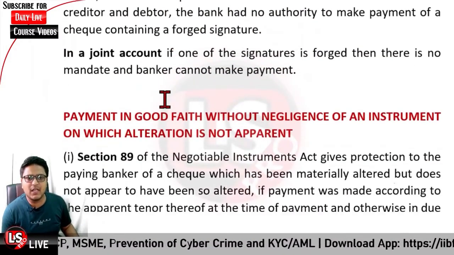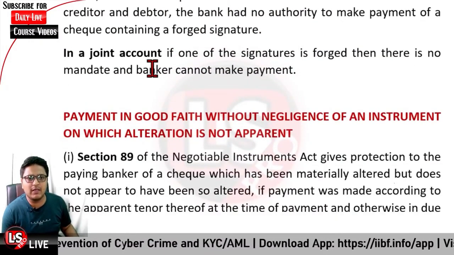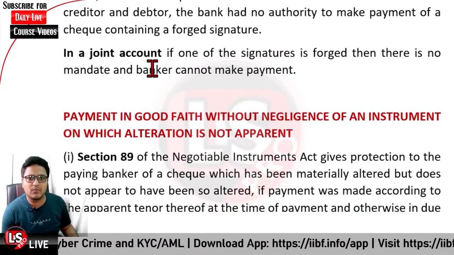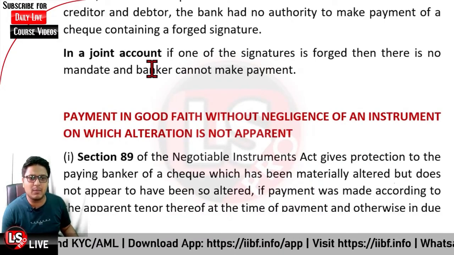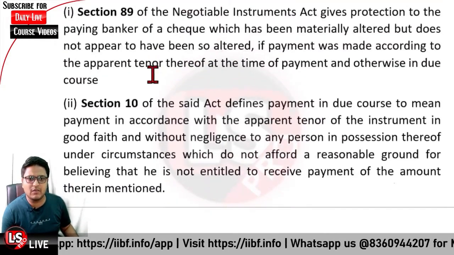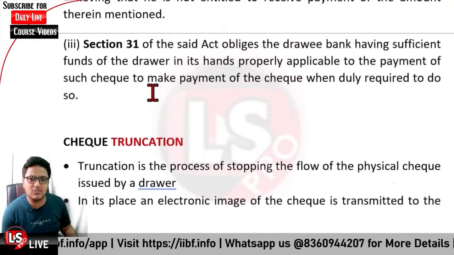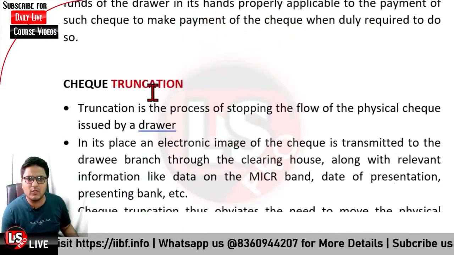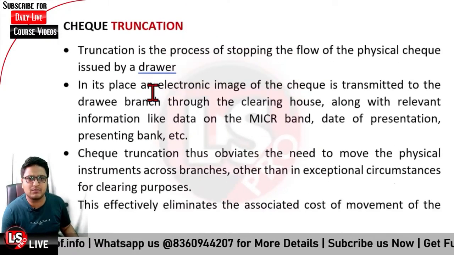Next is regarding payment in good faith without negligence of an instrument on which alteration is not apparent. We already covered these sections, so I will not be repeating them again. The next topic we are going to cover is check truncation.